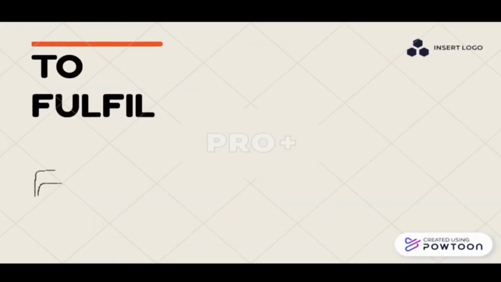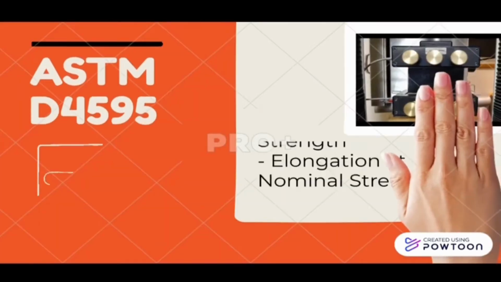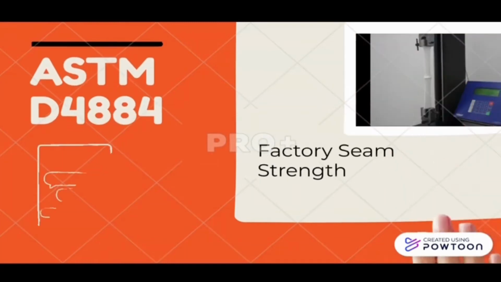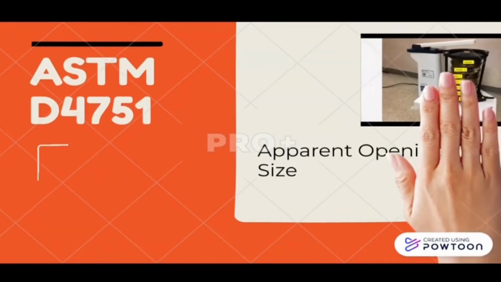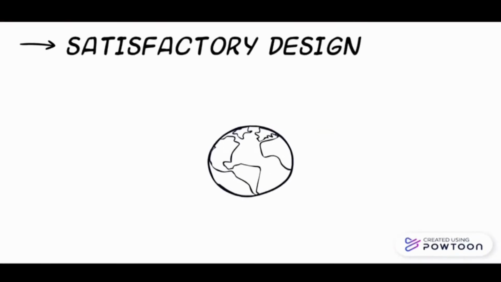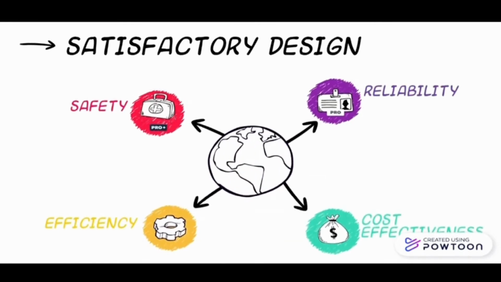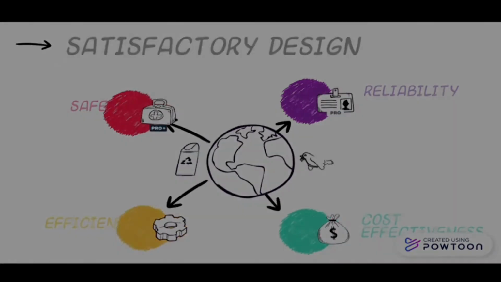To fulfill the above stated standards and guidelines, the material of the geotextile tube has to undergo several tests to prove its reliability in terms of nominal tensile strength, elongation at nominal strength, static puncture resistance, factory seam strength, apparent opening size, and UV resistant retained strength. Fulfilling all of these could result in a satisfactory design that encompasses safety, efficiency, reliability, and cost effectiveness, with consideration of both environmental and social aspects.